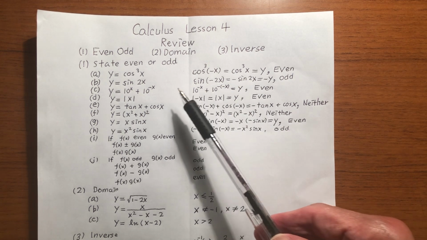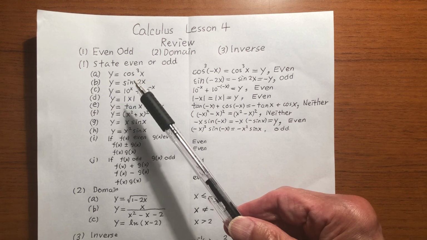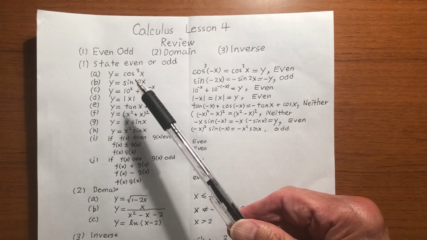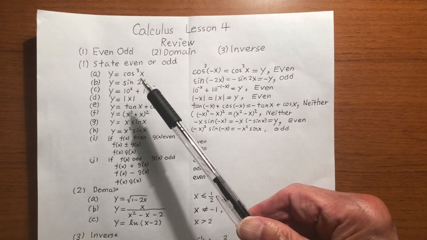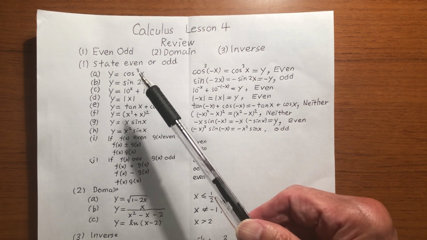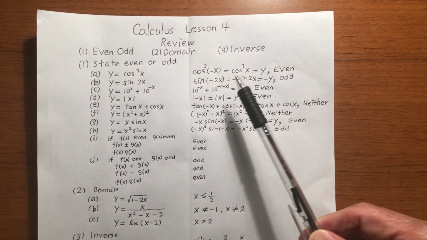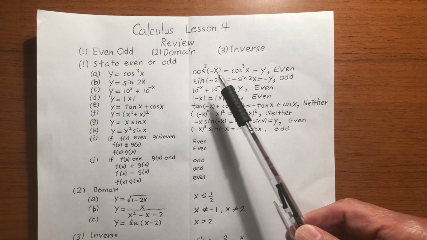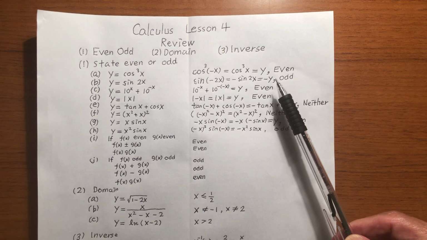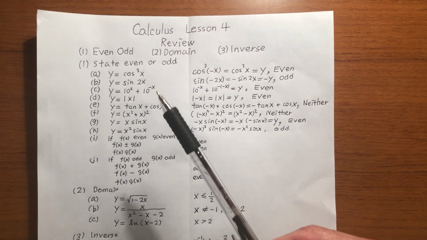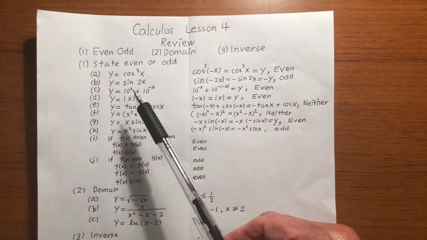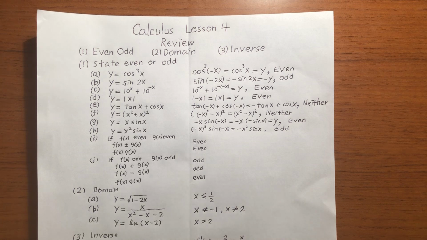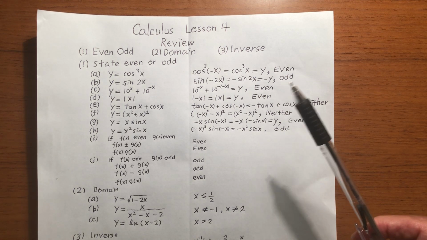So the first one is cosine cubed. We found it's an even function. The second one is sine 2x. So replace the x by negative x. It's an odd function.